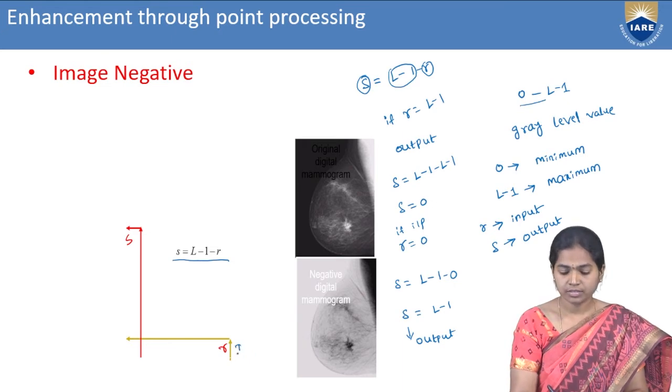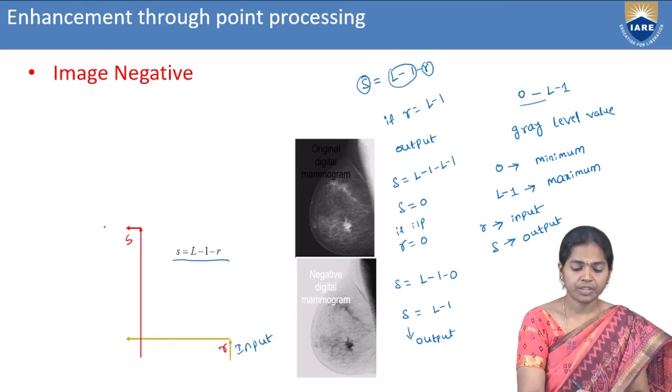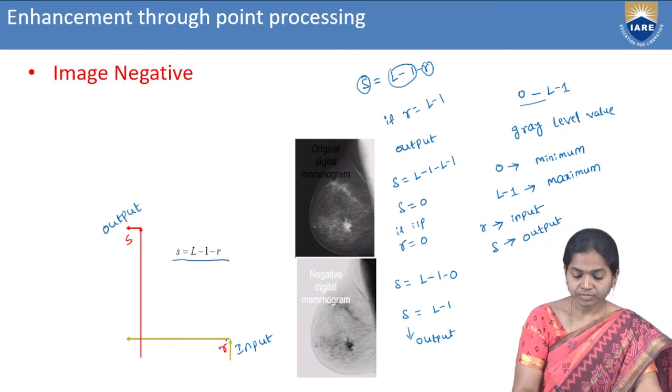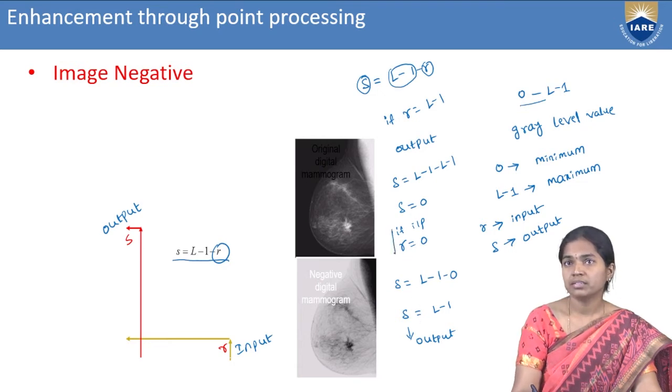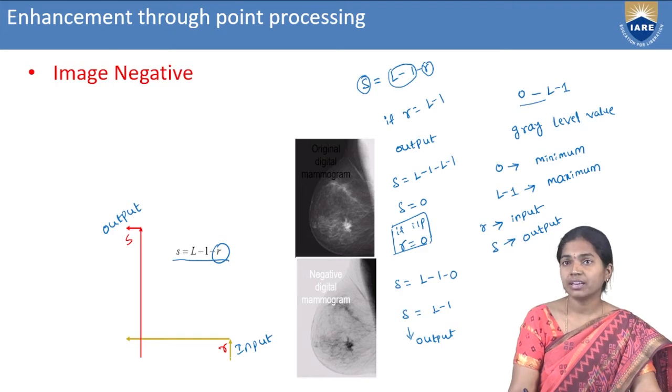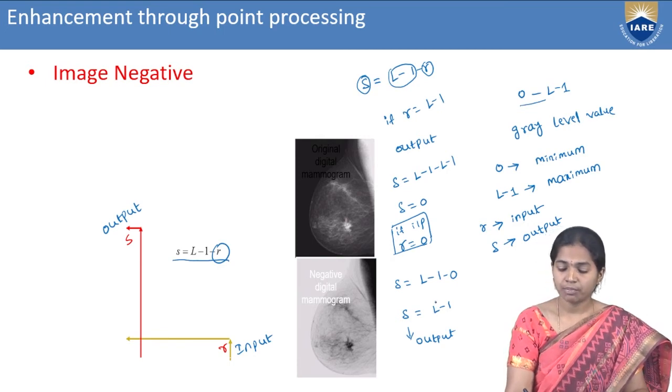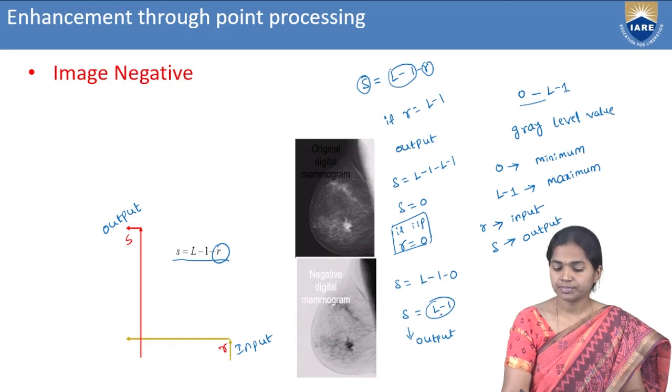This one is input. Here it is output. In this case, if input is 0, then what will happen? Input is 0, then output is the maximum gray level value. So 0 means black and L minus 1 is white, complete white. Here if input is 0, then output is white color. If input is maximum gray level, output is 0.